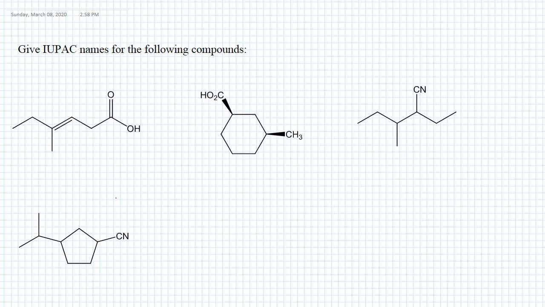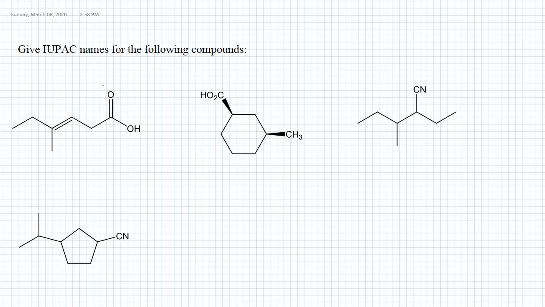Hi, in this tutorial we are going to solve a question related to naming of carboxylic acids and nitriles. Let's look at the question. The question asks us, give IUPAC names for the following compounds. Let's start from the first one.